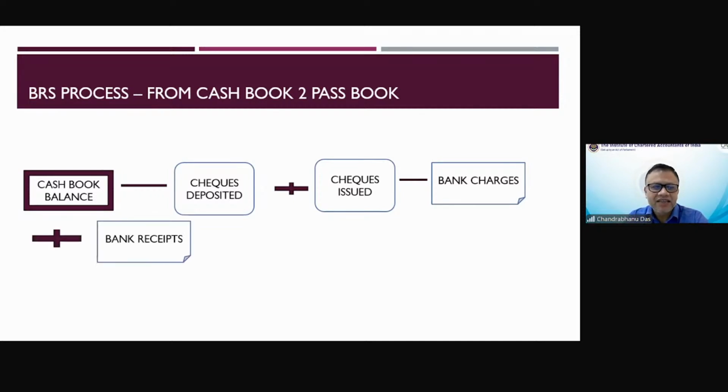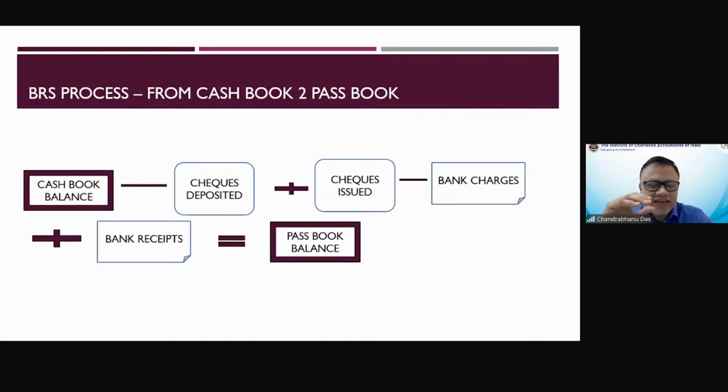Similarly, you have to add the bank receipts which the bank has recorded. So whatever the bank has recorded, you have taken, and whatever the cash book has recorded, you have deleted. Delete means you cannot directly delete it: for a plus, you do minus; for a minus, you do plus, and you arrive at the passbook balance.